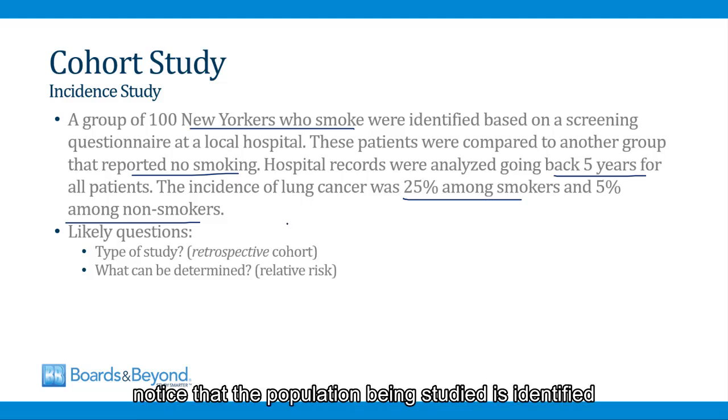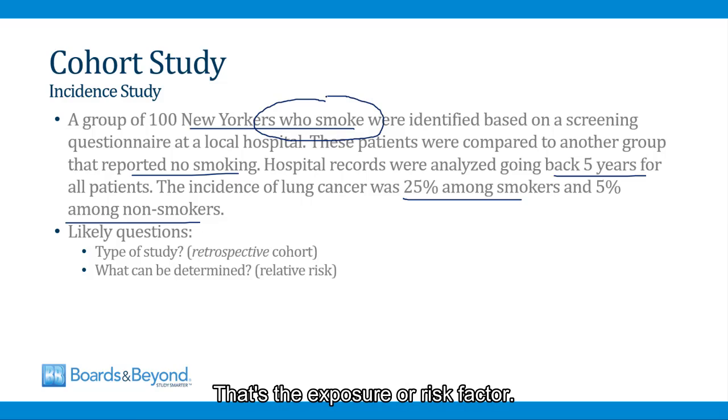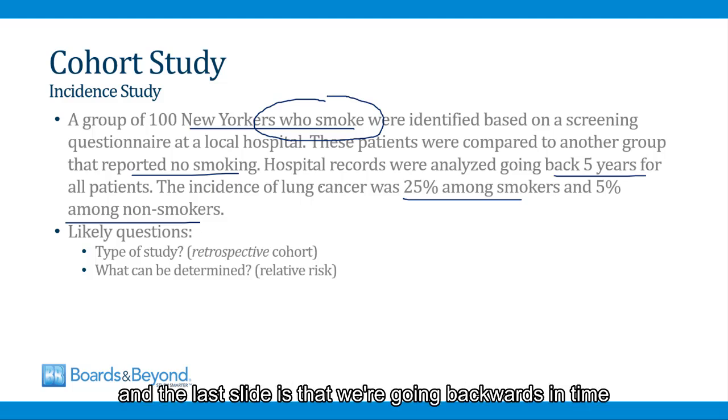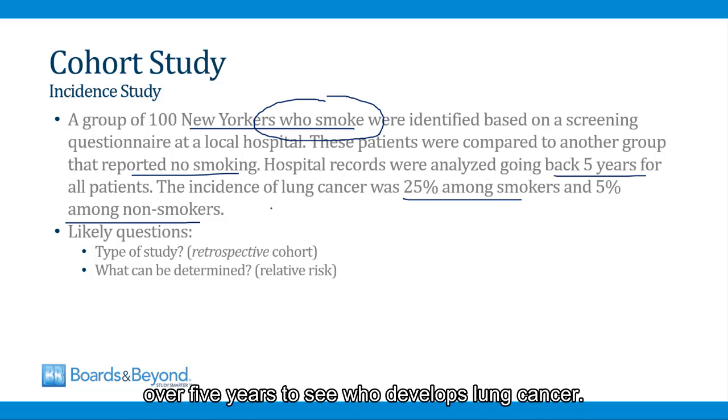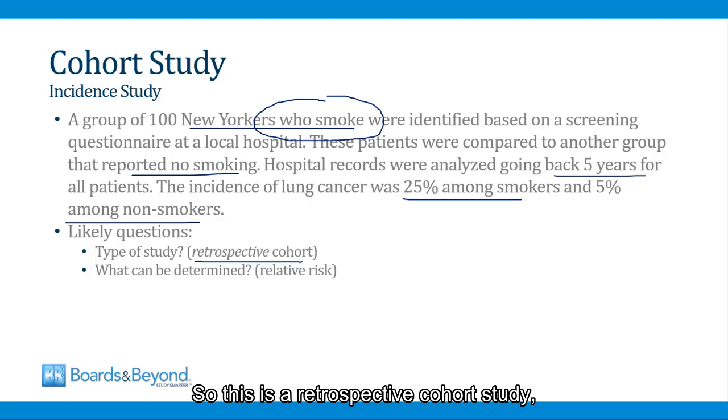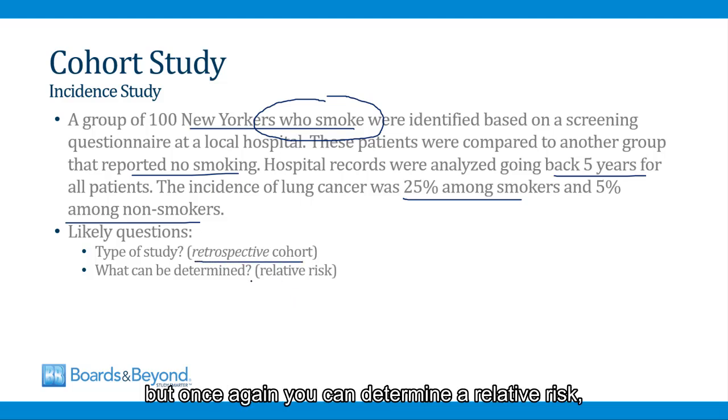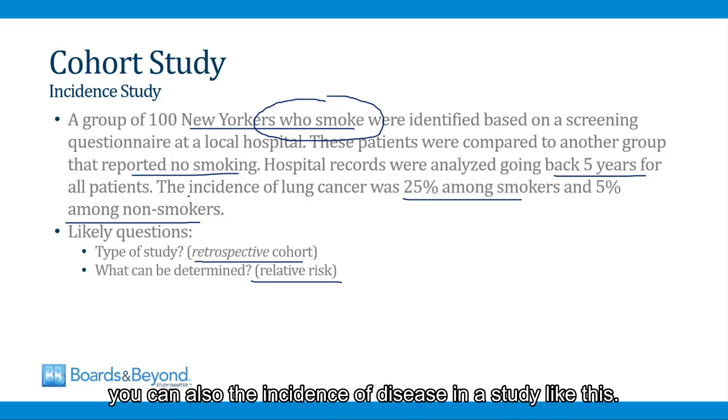Once again, notice that the population being studied is identified by the fact that they smoke. That's the exposure or risk factor, and that's what makes this a cohort study. The difference between this and the last slide is that we're going backwards in time over 5 years to see who develops lung cancer. So this is a retrospective cohort study, but once again, you can determine a relative risk. You can also determine the incidence of disease in a study like this.